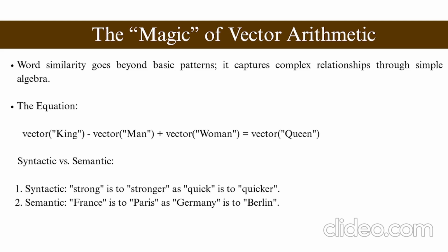Second is semantic relationships. This deals with the meaning and the real world facts. For example, France is to Paris as Germany is to Berlin. Here, the model learns the capital city relationship.